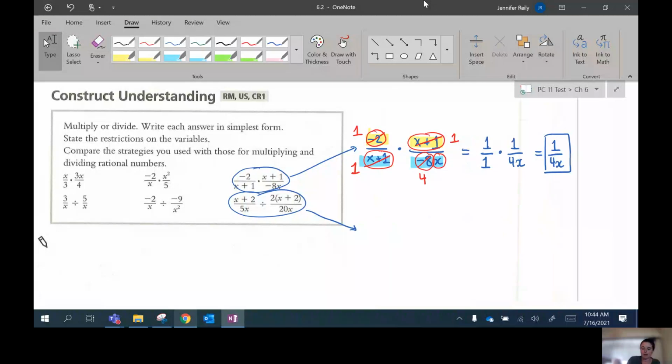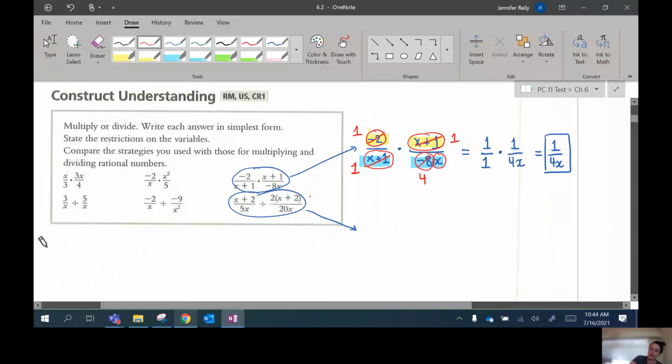Okay, so let's try a dividing question. Recall that when you divide, it's the same as multiplying, but we need to multiply by the opposite number, which we call the reciprocal. So we write the reciprocal of the second fraction. We keep the first fraction the same, x plus 2 over 5x, and then we multiply it by the reciprocal, so we flip the second fraction. Sometimes people call this rule keep, change, flip. You keep the first fraction, change the sign, and then flip the second fraction.